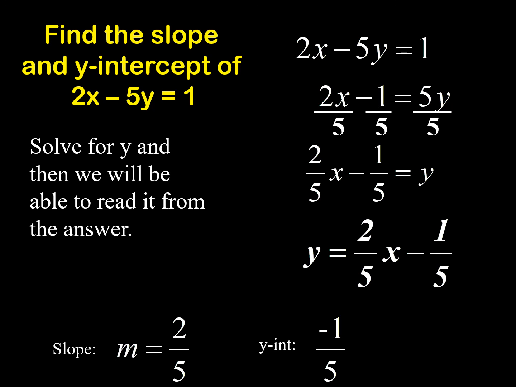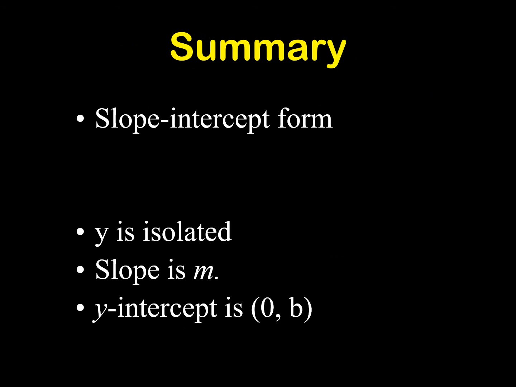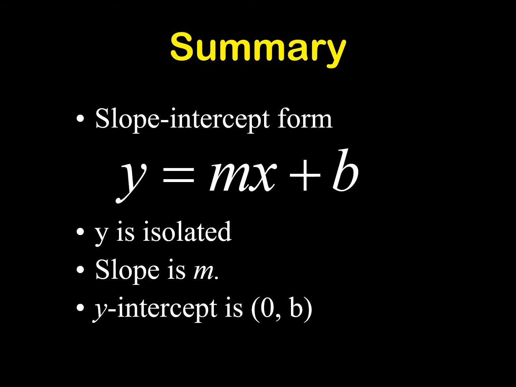So here's the summary of the lesson. Please do remember the slope-intercept form, which is y is equal to mx plus b. Y is isolated, and then our slope is m. Y-intercept is 0, b. So how do we write it in coordinates? Just like that. Your x is 0 and your b.